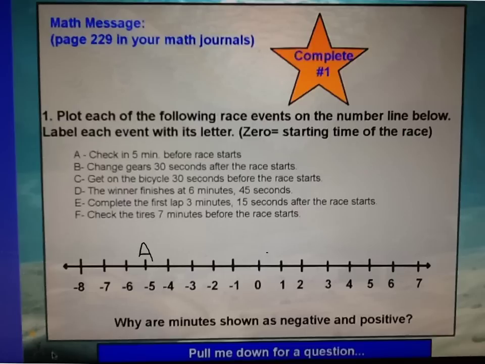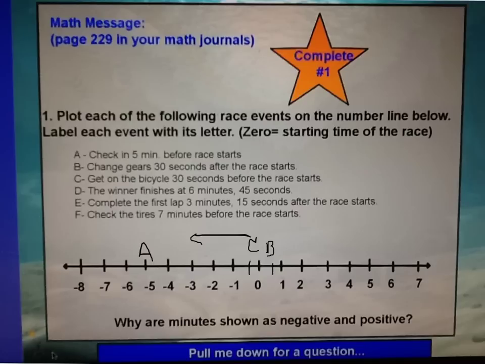B, it says changes gear 30 seconds after the race starts. Well, 0 is when the time of the race starts. 30 seconds is going to be halfway in between 0 and 1 minute. It says they're going to get onto the bicycle 30 seconds before the race starts. So before the race is going to be a little on this side, and right down the middle between 0 and 1 is going to be our answer for C.